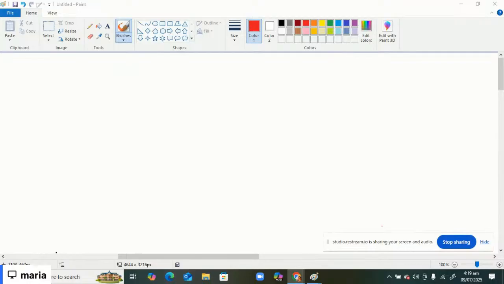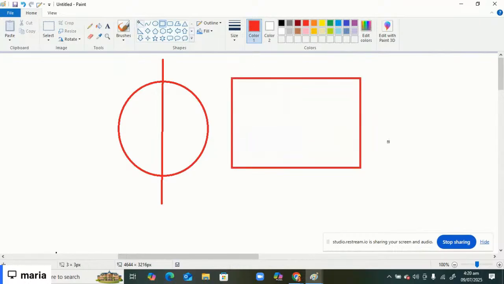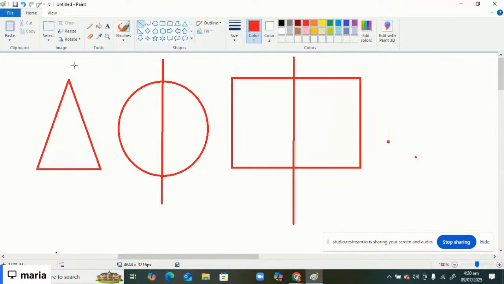Different examples: for example, this is a circle, and when we are finding the symmetry line, it should cut it into halves. This is called the symmetry. Let's suppose here is a square, and if they are asking to find the symmetry, I'm going to divide it into halves. Okay, let's suppose here is a triangle, and then what is the symmetry?